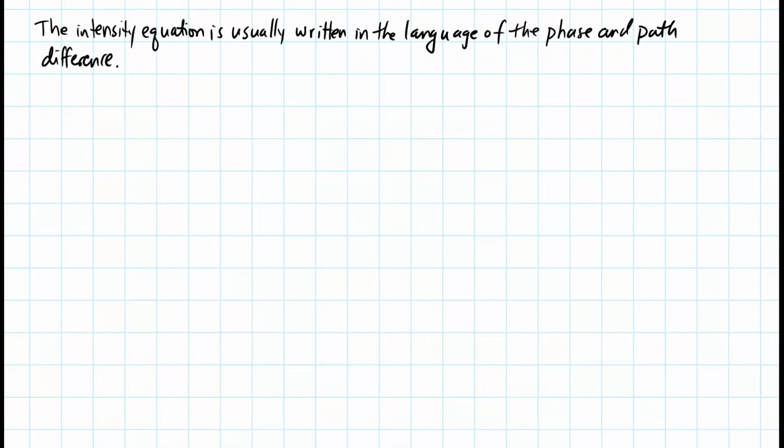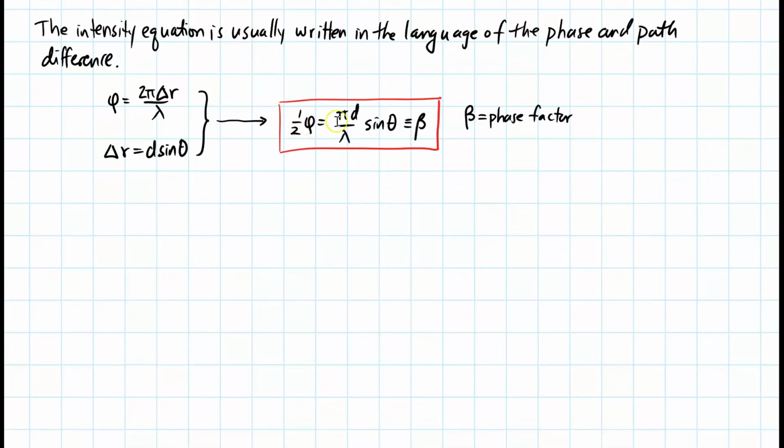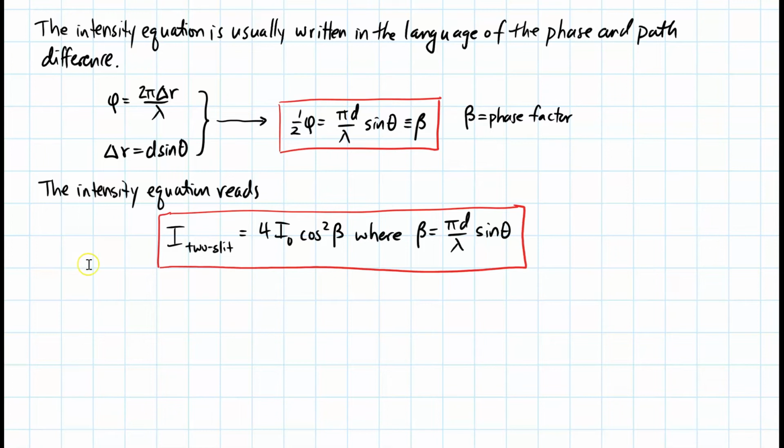The intensity equation is usually written in the language of the phase and the path difference. Starting off with these two equations, we then rewrite 1/2 phi as follows. So 1/2 phi is equal to pi d divided by lambda times sine theta, and this is typically defined as this beta factor. This beta factor is a phase factor for two-slit interference. The intensity of the two-slit is then going to be 4I0 cosine squared beta, where beta is again pi d divided by lambda sine theta.